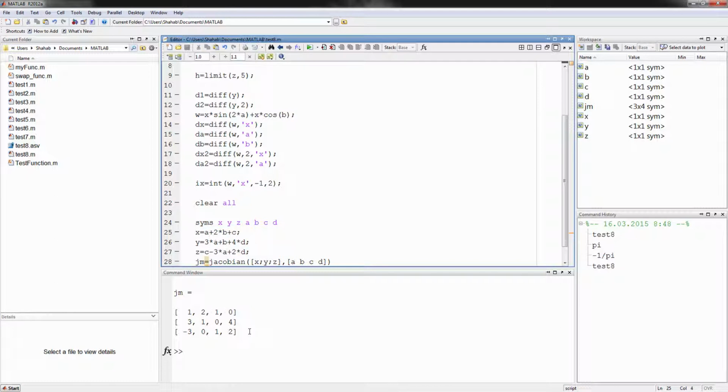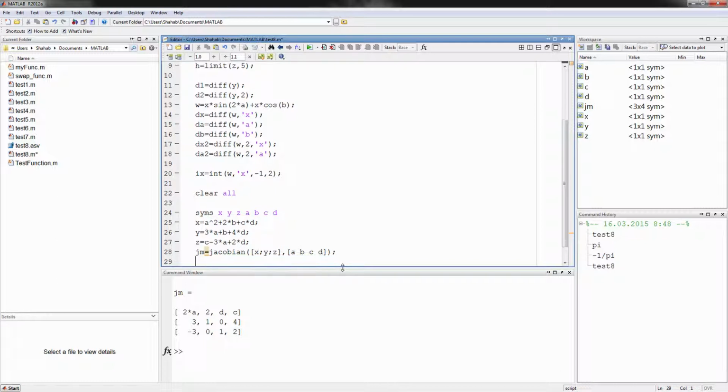In other words, if here we had, let's say, a squared, and here let's say we have c multiplied by d, and if I'm running it, we will see that the derivative of this with respect to a is 2a, the rest is 0. When we come to, let's say, cd, the derivative with respect to c is d, the derivative with respect to d is c. And this is how we see the Jacobian of a set of functions.